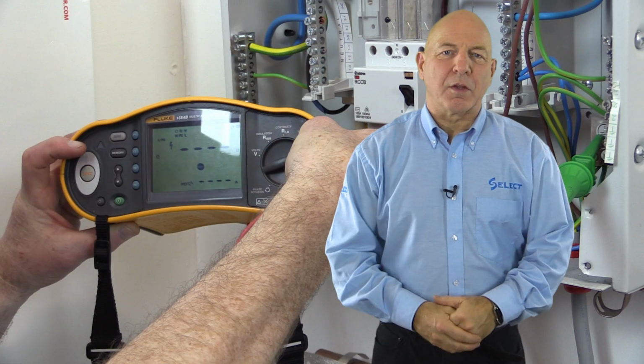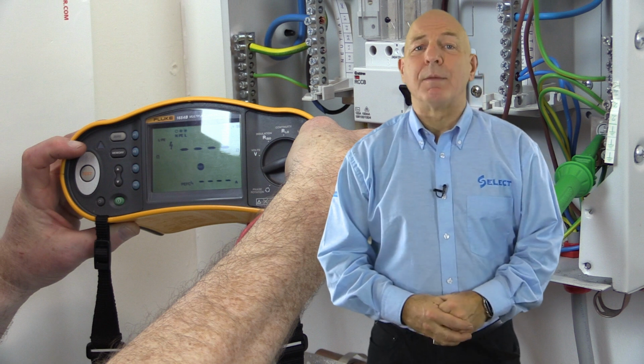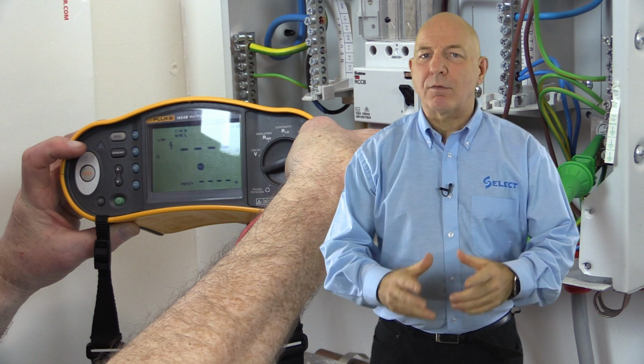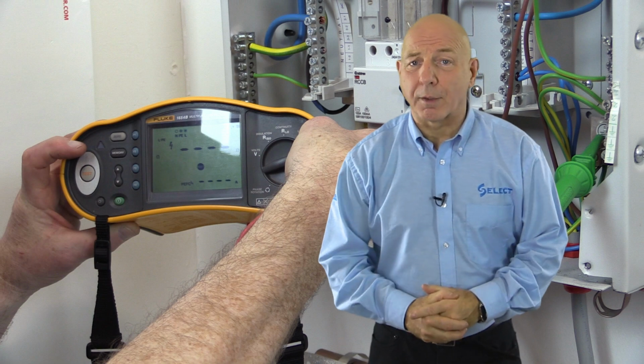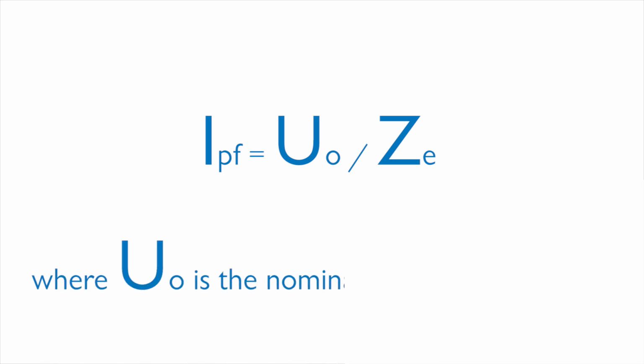As an alternative to the measurement method previously described, it's possible to calculate the prospective fault current by using the formula IPF equals U0 over ZE, where U0 is the nominal supply voltage, 230 volts, and the earth fault loop impedance external to the installation has been determined by either measurement or by inquiry. Now for Test Rig 2, we measured a value of 0.4 ohms for the earth fault loop impedance external to the installation, which we will use.